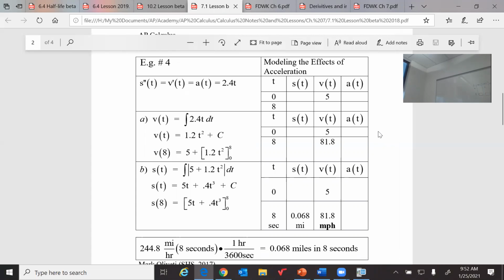Now what? We want to know the change in position. So we have to anti-differentiate velocity. So we would get 5t to the 0, anti-differentiates to 5t to the first divided by 1. 1.2t squared anti-differentiates to 1.2 t to the third divided by 3, which is 0.4 t to the third, plus the constant.